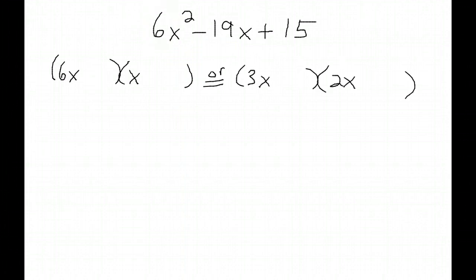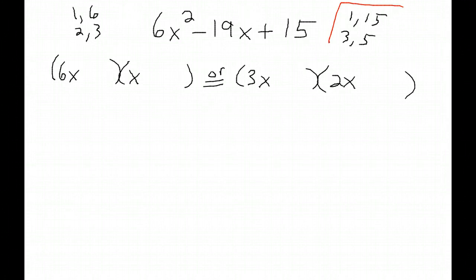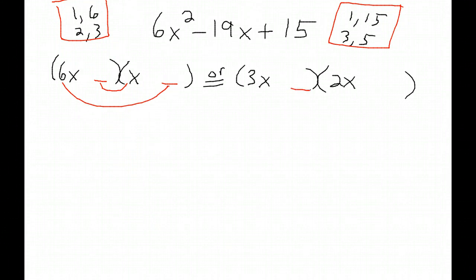When that happens and you have more than one option, I usually like to write my choices for my F on the left, and then I write my choices for the 15, which represents my L, on the right. Okay, now, these are my choices for L, these are my choices for the coefficient on my X for my F. I need to test the O and the I and see which combination is going to give me a negative 19x right here.